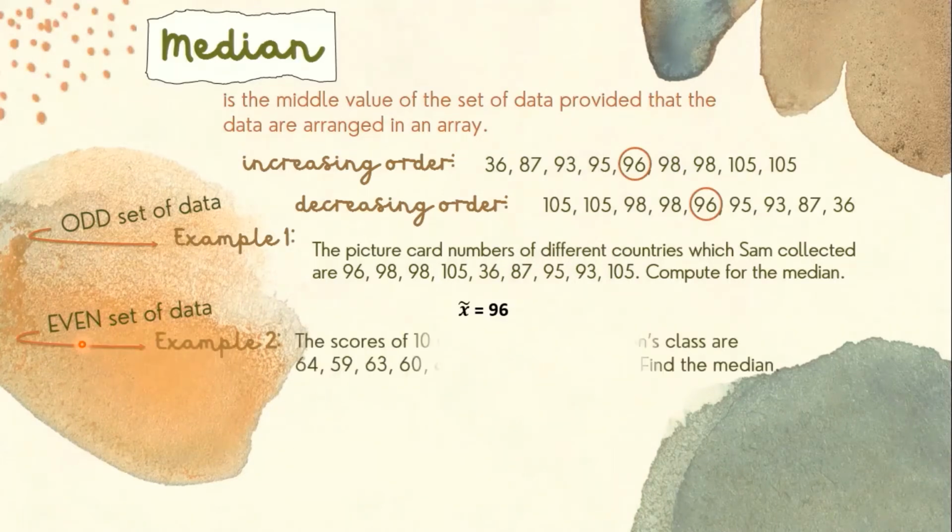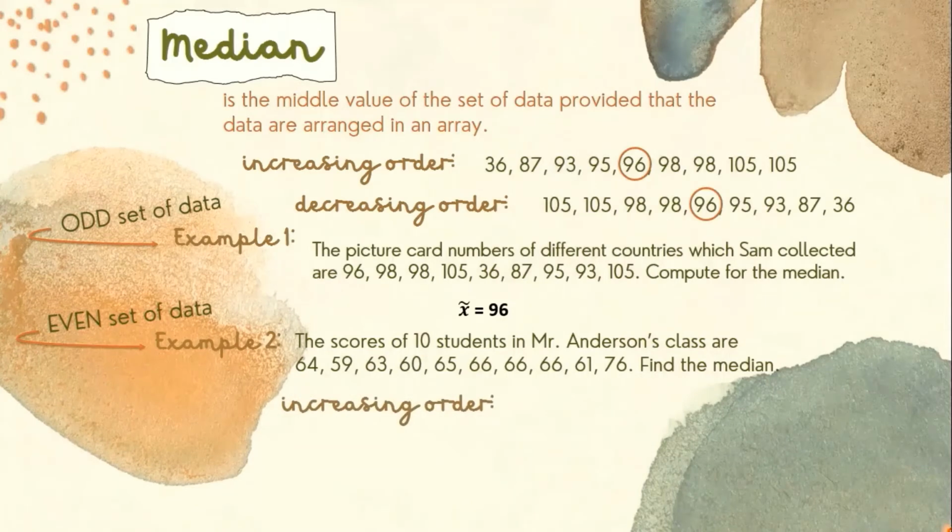In this case, ito ang ating example, we need to compute for the median. The scores of 10 students in Mr. Anderson's class are 64, 59, 63, 60, 65, 66, 66, 66, 61, and 76. Find the median. In this case, yung ating total number of frequency ay 10, even number.